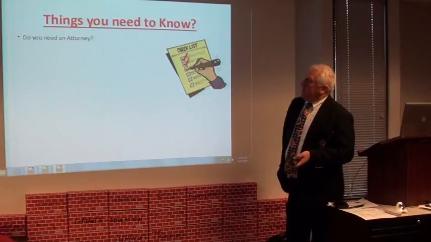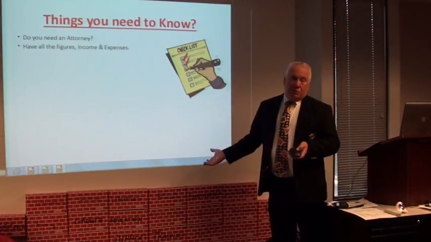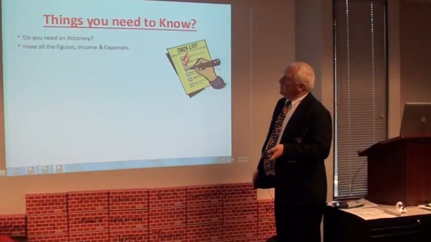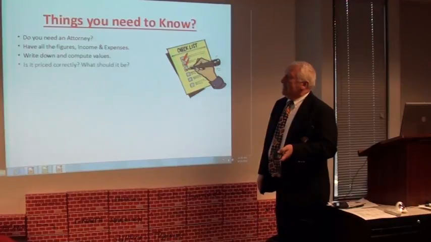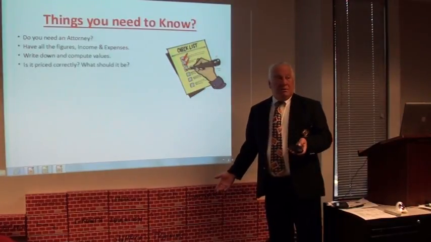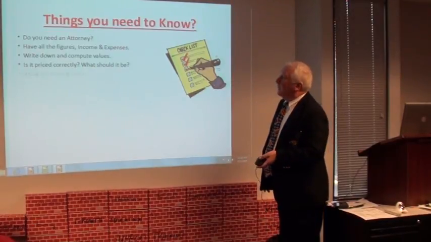Again, these are basic things. Do you need an attorney? Have all the figures and incomes which we just covered. Write down and compute the values. Is it priced correctly? What should it be? We've got to determine these factors. And the sheet I'm going to give you is going to help you do that.